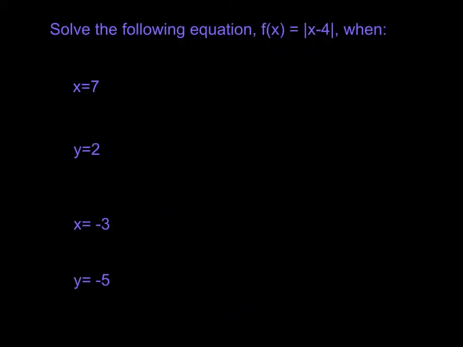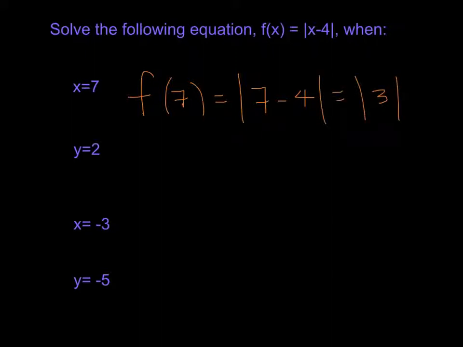Now let's look at the following equation. f of x equals the absolute value of x minus 4. If we look at f of x when x is 7, or f of 7, and we look at the absolute value of 7 minus 4, we can say that 7 minus 4 is 3, and the absolute value of 3 is 3. Therefore, f of 7 equals 3.